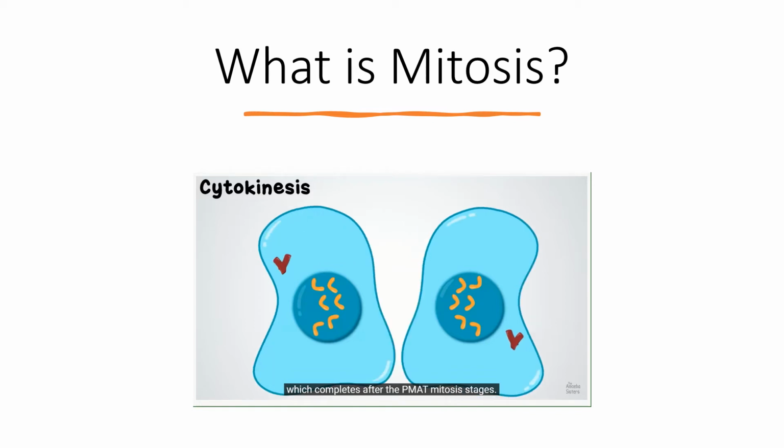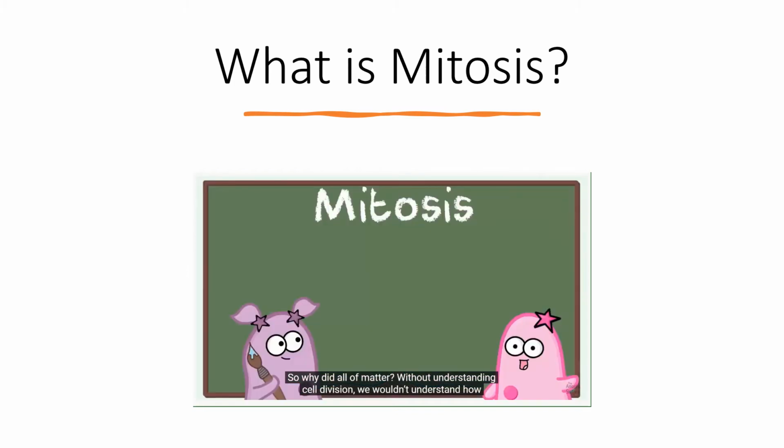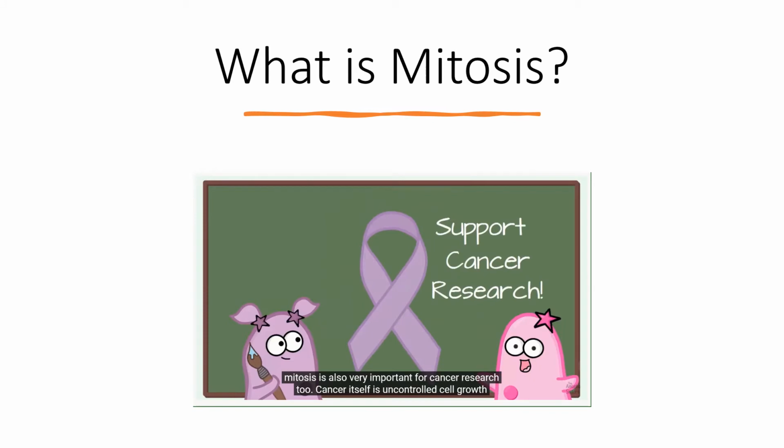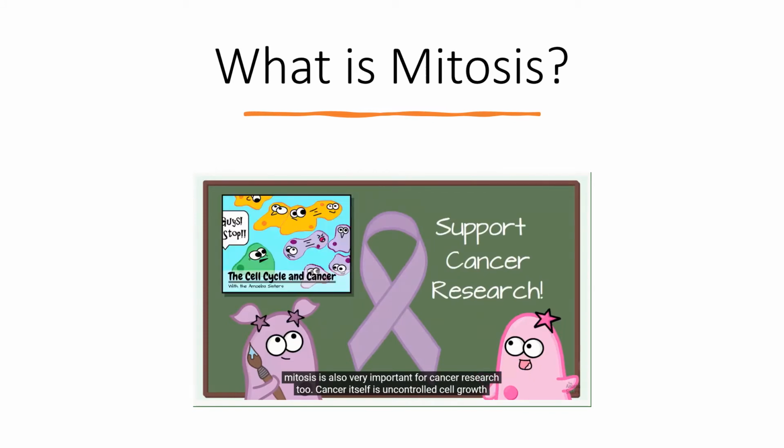So why did all this matter? Without understanding cell division, we wouldn't understand how growth and repair happens, because they both require more cells to be made. Understanding mitosis is also very important for cancer research. Cancer itself is uncontrolled cell growth. So in other words, uncontrolled mitosis.